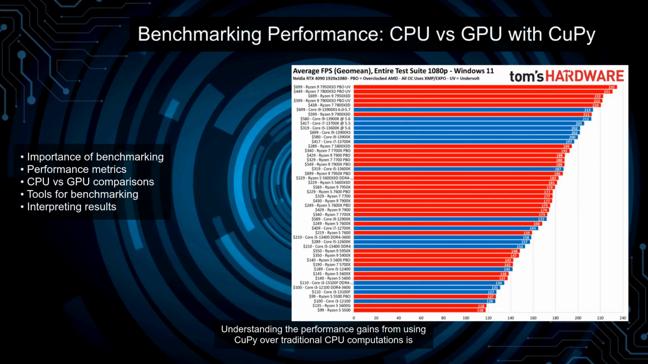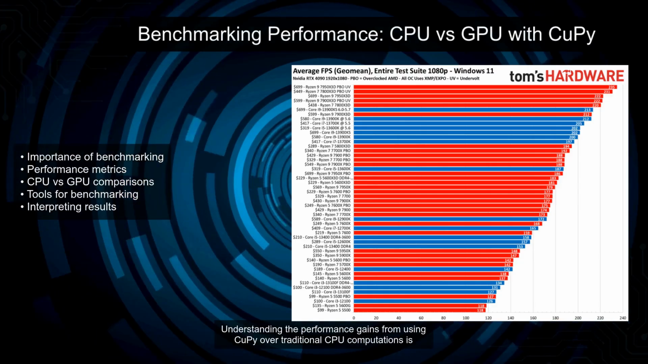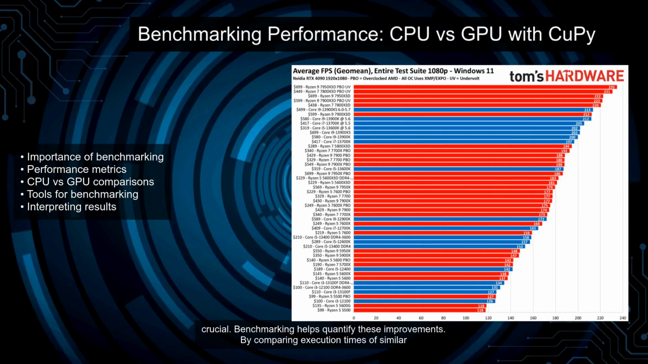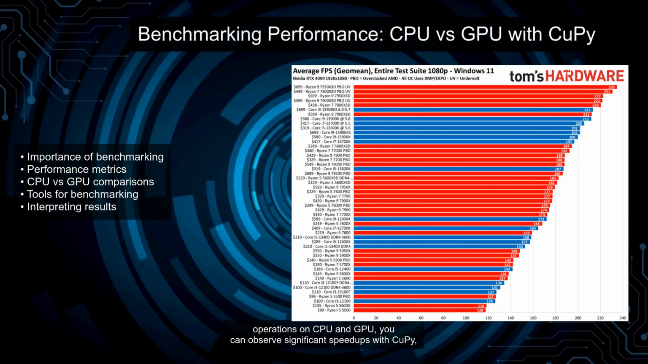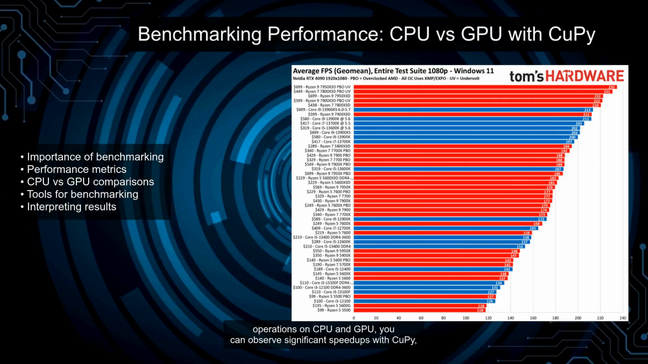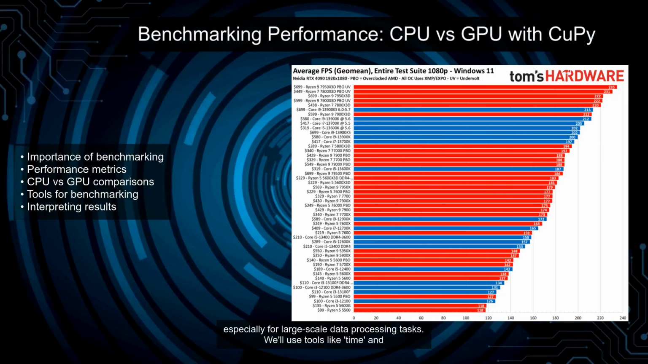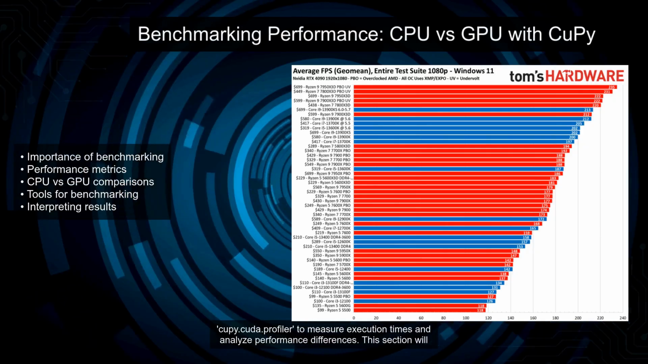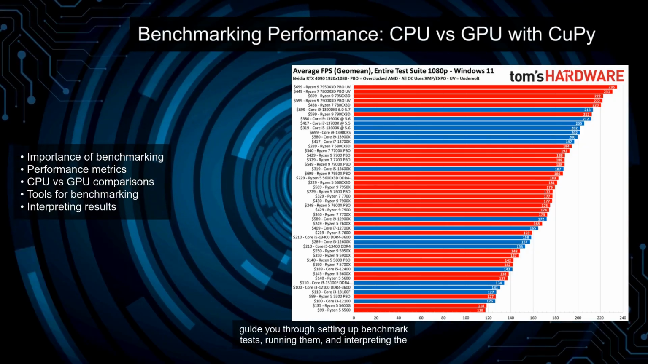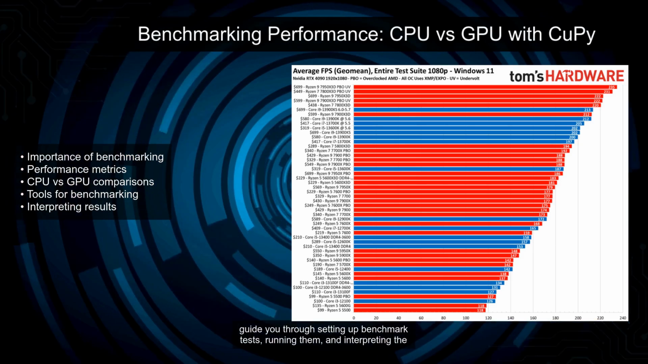Understanding the performance gains from using CuPy over traditional CPU computations is crucial. Benchmarking helps quantify these improvements. By comparing execution times of similar operations on CPU and GPU, you can observe significant speedups with CuPy, especially for large-scale data processing tasks. We'll use tools like time and cupy.cuda.profiler to measure execution times and analyze performance differences.